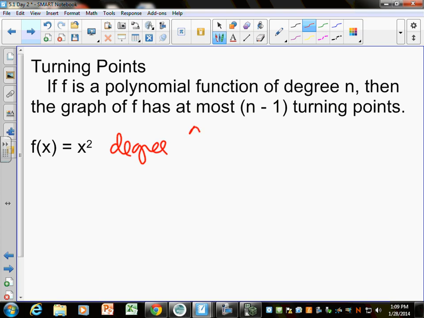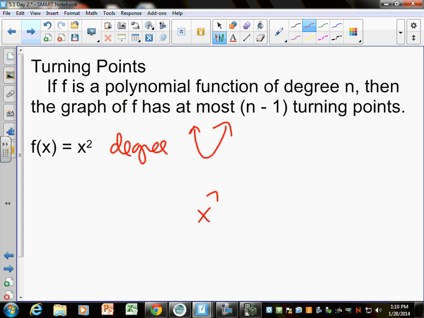And do we agree that this is going to look like this? How many turning points does that graph have? 1 is 1 less than 2. Do you agree with me with that? So if I had a degree 7 function, what's the most turning points that it could have? 6. It's just 1 less. Again, do you have to know that?